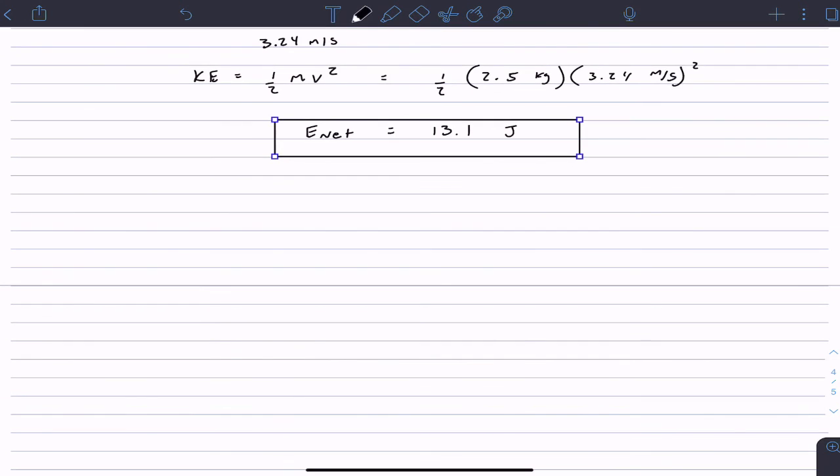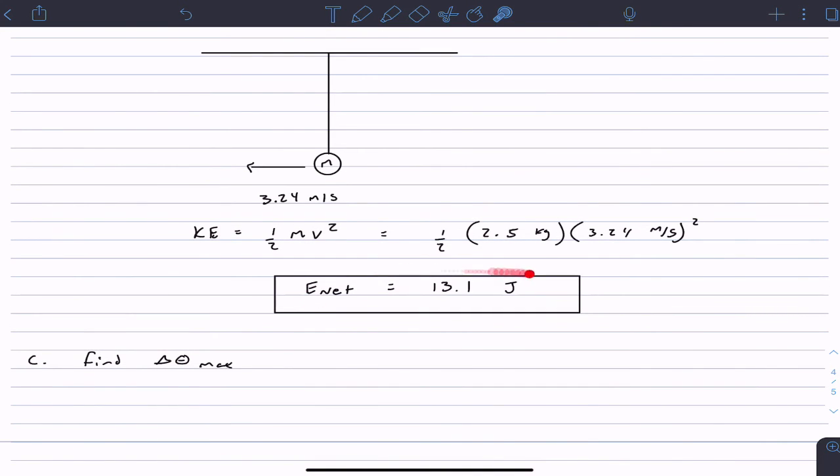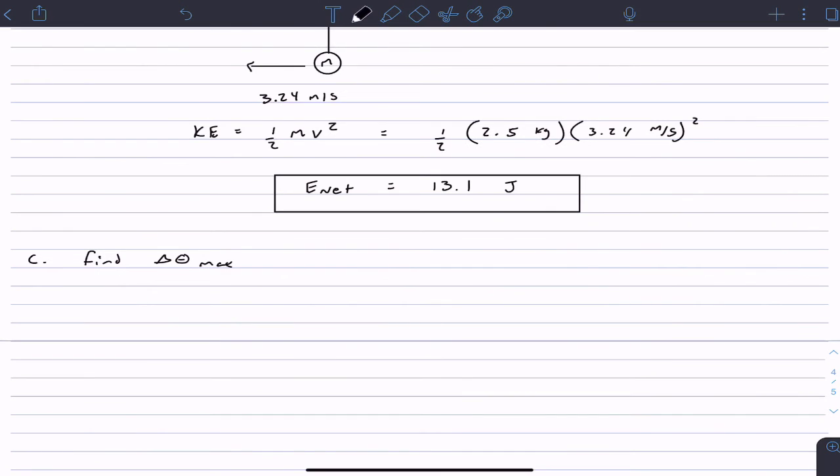Okay, next we need to find maximum angular displacement. Okay, well, we can use conservation of energy similarly to how we just did to find the total energy value, right? So what we can do here, we'll draw another picture here, because drawing pendulums is fun.